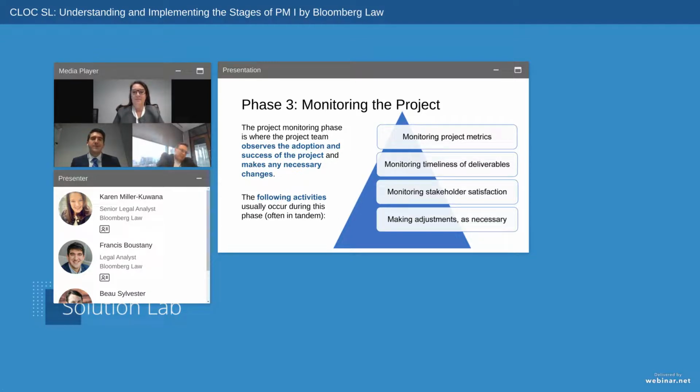Bo, can you tell us some of the metrics or methods that you use to measure the success or measure adoption of a project in the past?